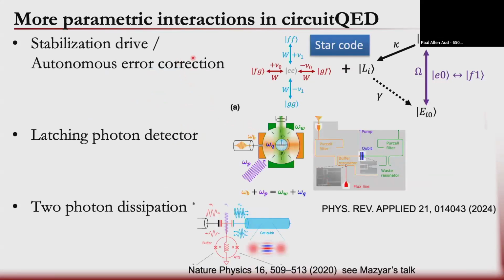You can use these kinds of processes to do autonomous error correction. My student just defended 2 days ago, and he did this kind of autonomous error correction between 2 qubits. It's kind of like an autonomous cat code, but with transmons. It involved all kinds of crazy stuff, like this GG to FF, a 4 photon interaction, composed of 2 photon interactions, and we can stabilize things that way. So that's one thing you can do.